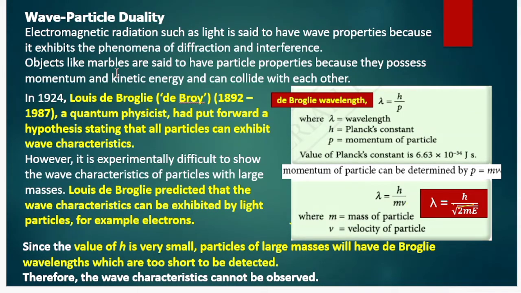Now let's look at the formula for de Broglie wavelength. Lambda equals Planck constant divided by momentum.